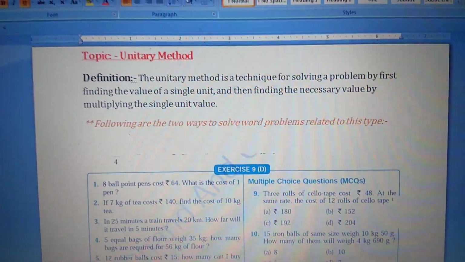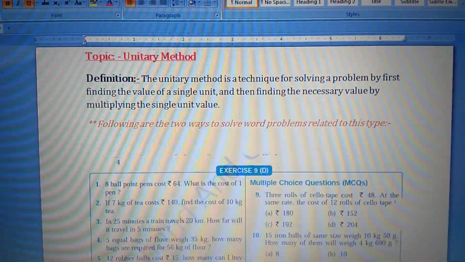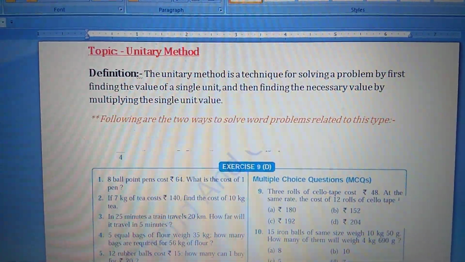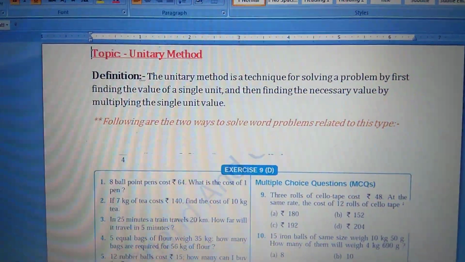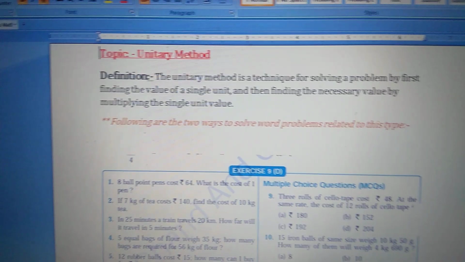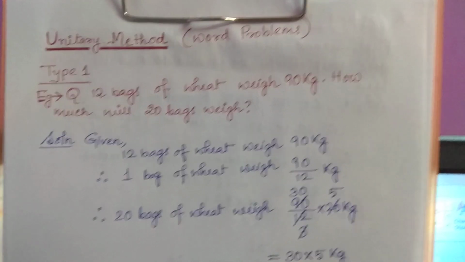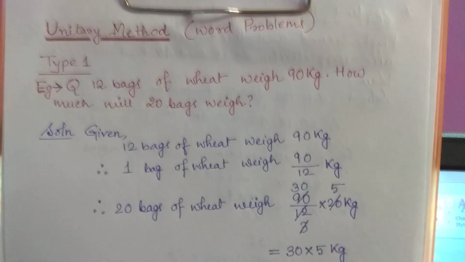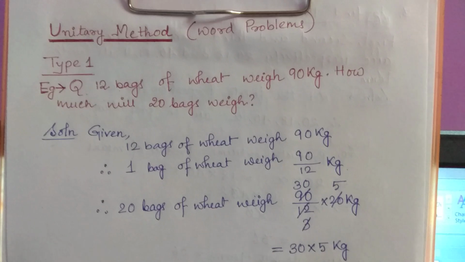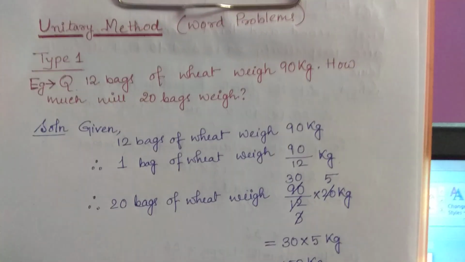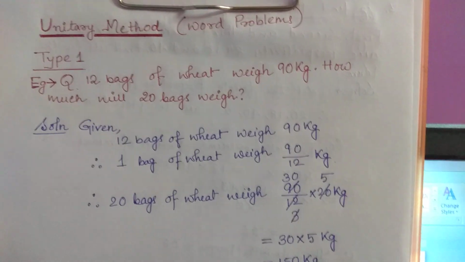Unitary method can be solved in two ways. Mostly they are used in solving word problems. There are two types of ways for solving this unitary method word problem. So now we will see the first type, how to solve unitary method. This is the sentence format, by using sentences, and the other one is by equalizing the proportion. So let's have a look at the first type.